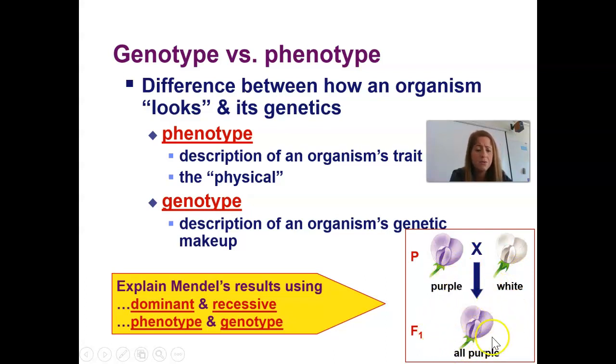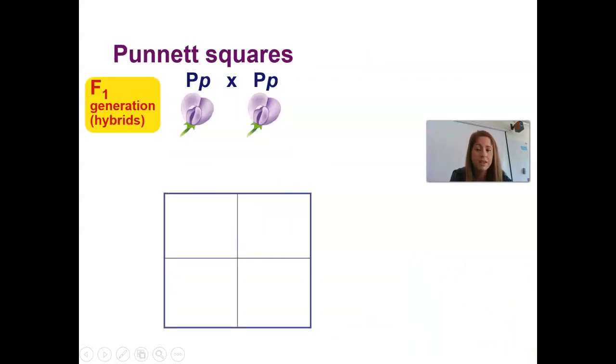And then in the F1 generation, we end up with all purple phenotype, but the genotype is that they're carrying both a purple and a white allele. And so we can show this in a Punnett square. This is just a way to predict probability when you're doing a cross. Here's my F1 generation with 2 purple flowered plants. That's the phenotype. The genotype is that they're both carriers of the recessive allele.